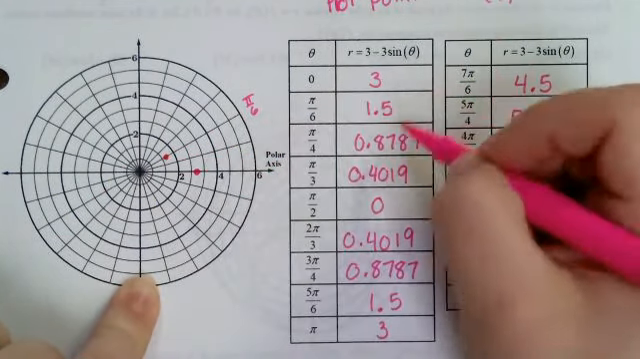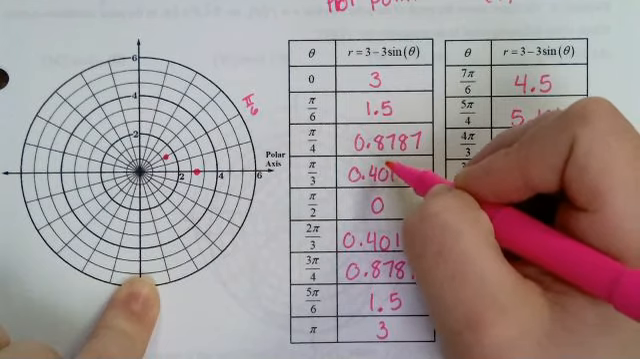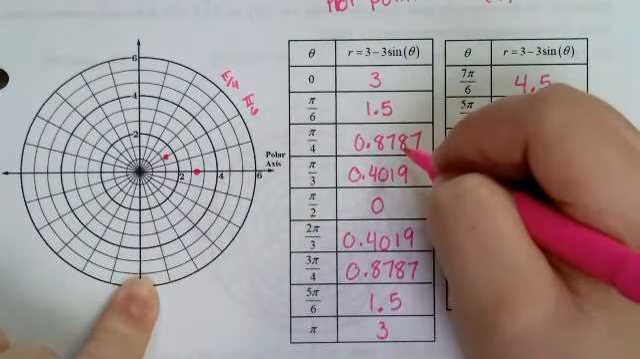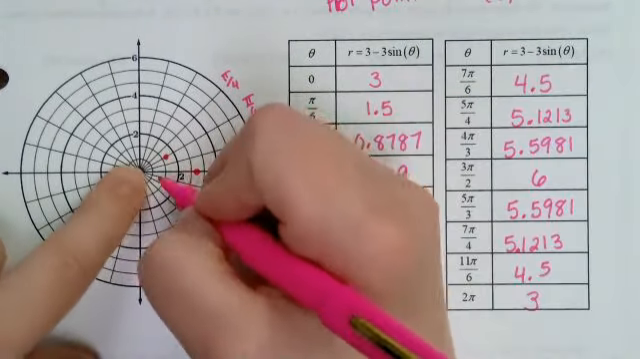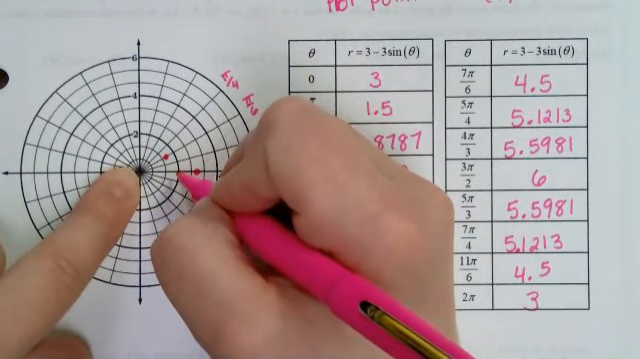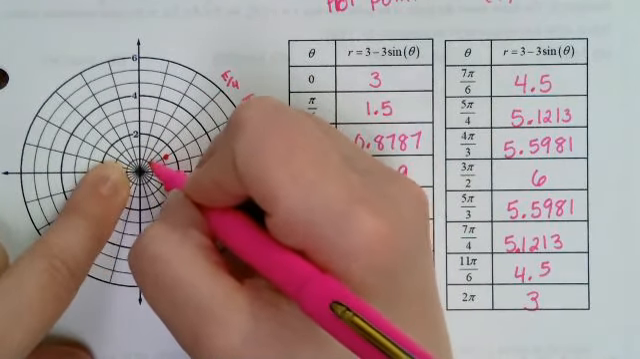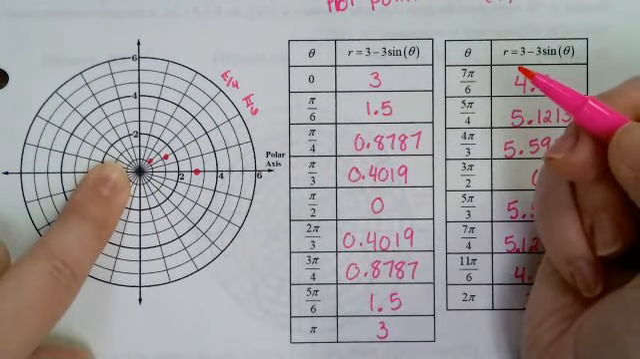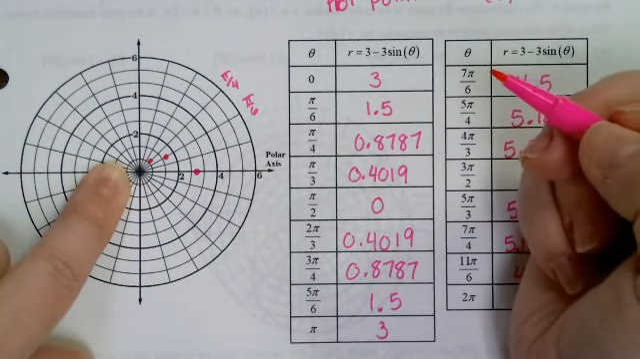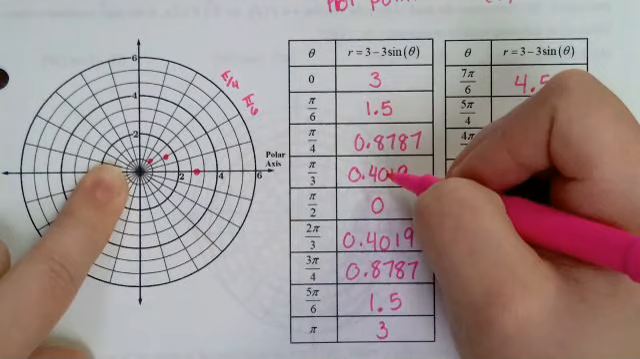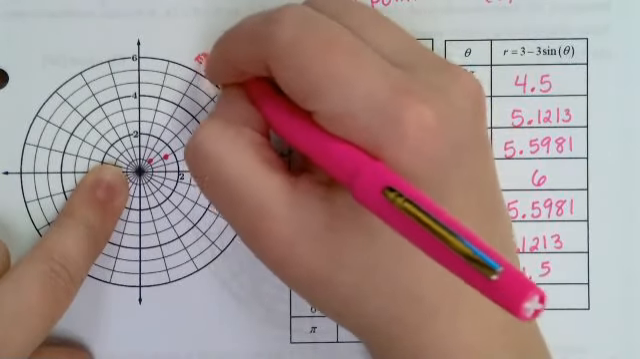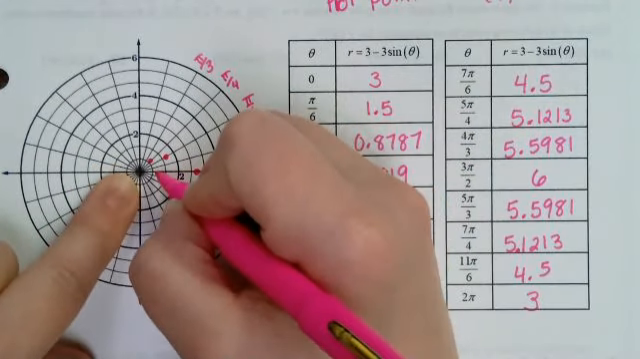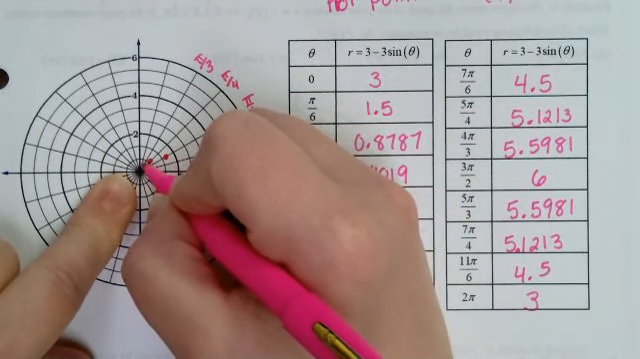And then the next one we're going to do is pi over 4. So pi over 4 is this little spoke. And we're at 0.8787. So remember how I said between the origin and the 2, halfway between there is the 1. A little bit before that is going to be that one right there. So I know this looks a little weird. All right, pi over 3, we get 0.4019. Here's pi over 3 right there. All right, so I'm thinking if 1 is in here, then this is going to be in there-ish.